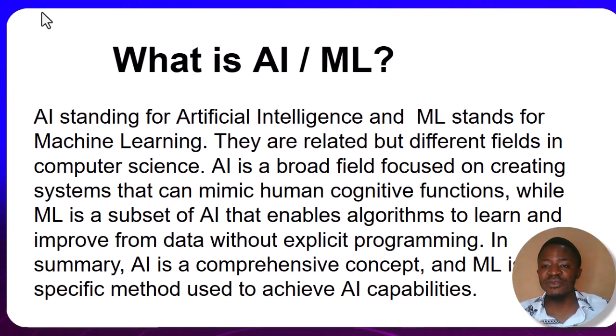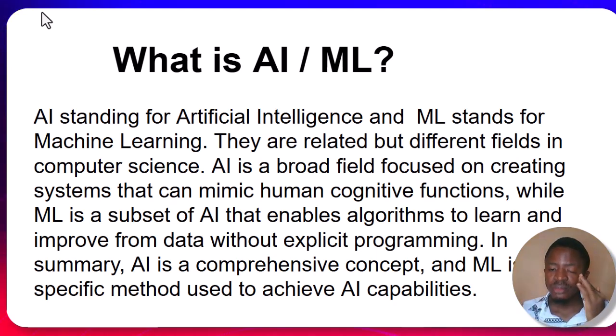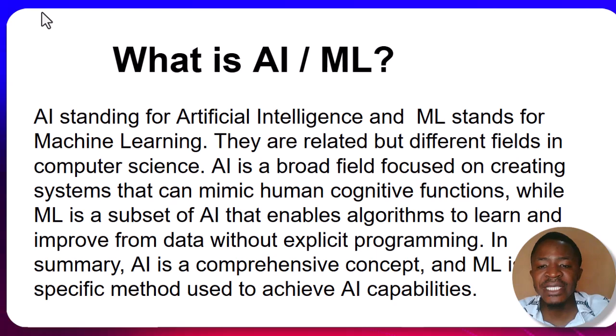So AI is a broad field that focuses on creating systems that can mimic human cognitive functions. The basic focus of AI is to mimic human cognitive function: cooking, watching, performing tasks, thinking. Machine learning is a subset of AI that enables algorithms to learn and improve from data without explicit programming. So they learn from data.